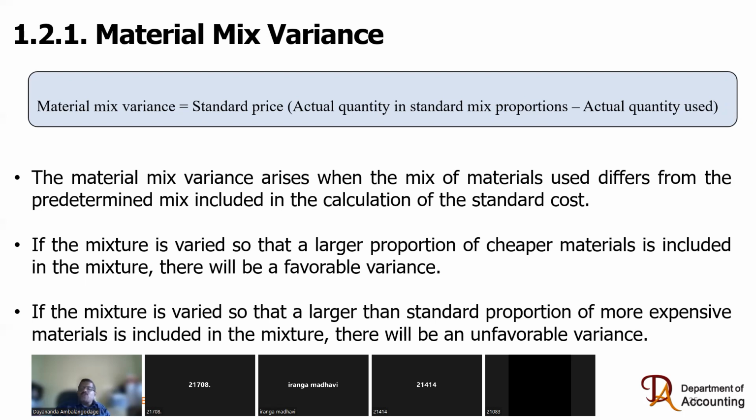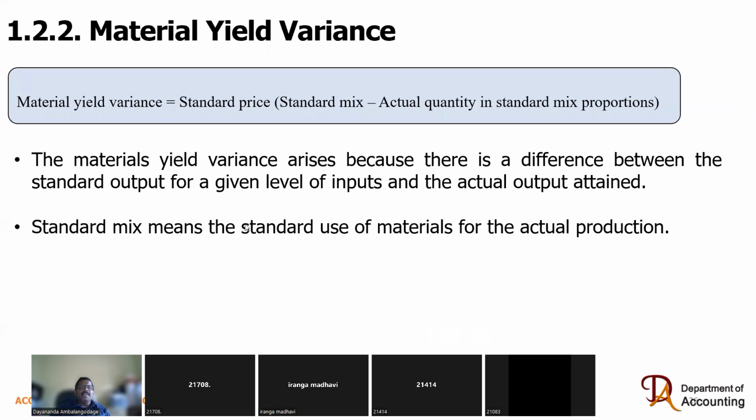That is the mixed variance. Mixed variance. Then you got the material yield variance. Material yield variance is standard price. In both formulas, you see that you have to focus on standard price. Here you have the standard mix and actual quantity in standard mix proportion. That is the case. Okay.